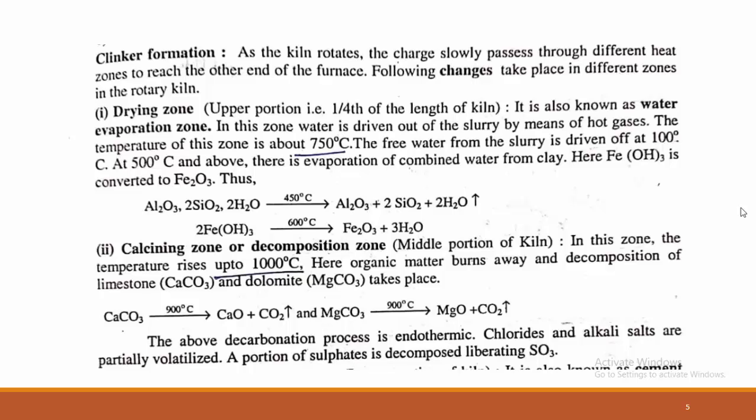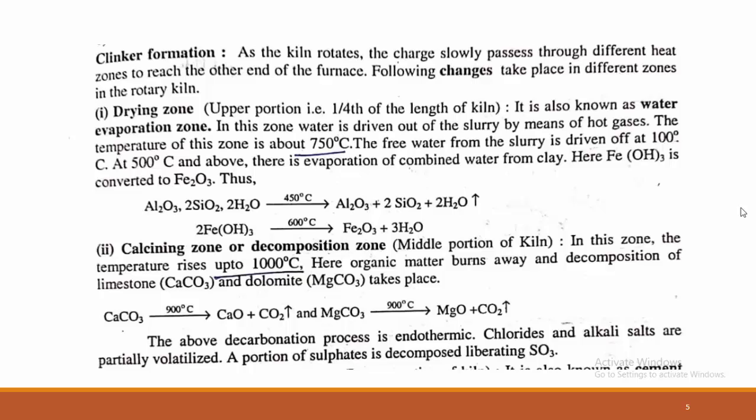The free water from the slurry is driven off at 100 degrees Celsius, and at 500 degrees Celsius and above there is evaporation of combined water from clay. Further, the ferric hydroxide is converted into ferrite. Here we can see Al2O3 and two molecules of SiO2 with 2H2O. This is nothing but the raw material containing alumina and silica, where at 450 degrees Celsius initially the water molecule is removed.